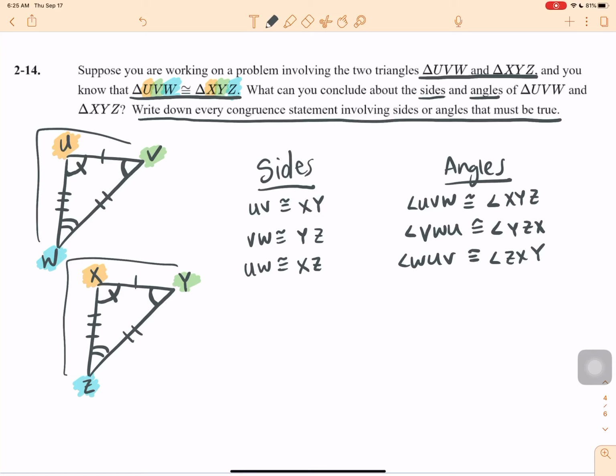All right, so go ahead and pause the video. Make sure you have all of this down. Make sure you understand. And then you can move on to the next problem.